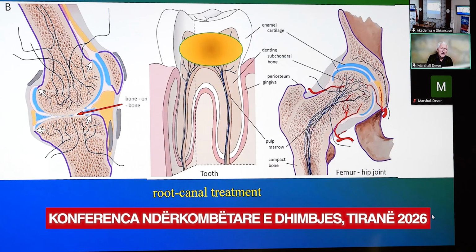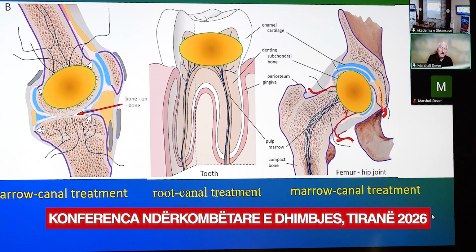What would it take to do something similar in a joint? That is, to destroy the innervation of the subchondral bone and prevent re-innervation of that area. On the right is an example in a hip, and on the left is an example in a knee joint.